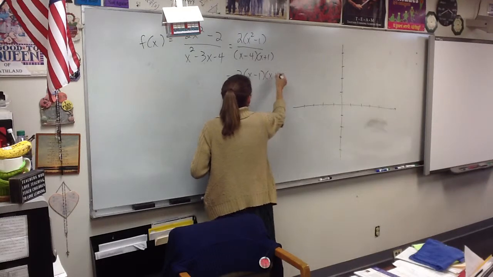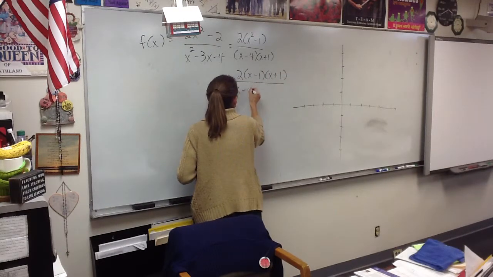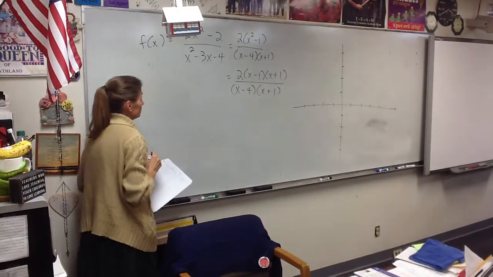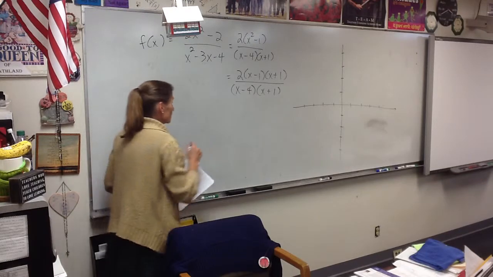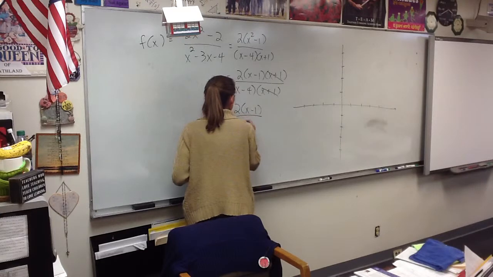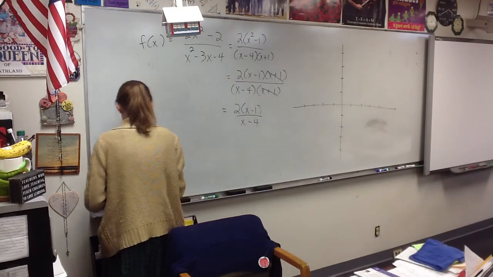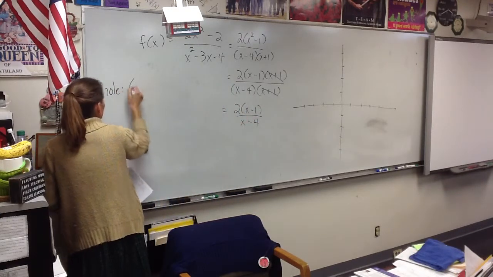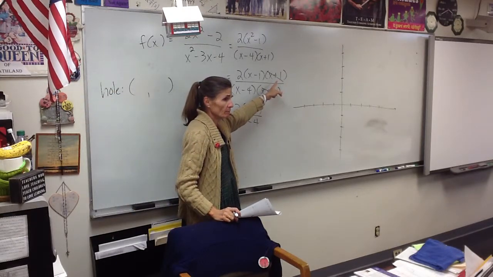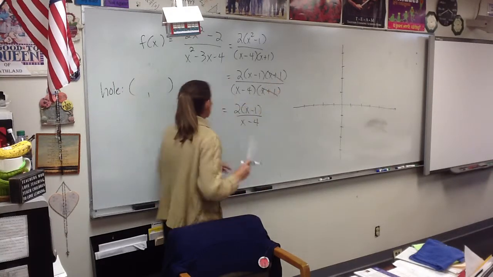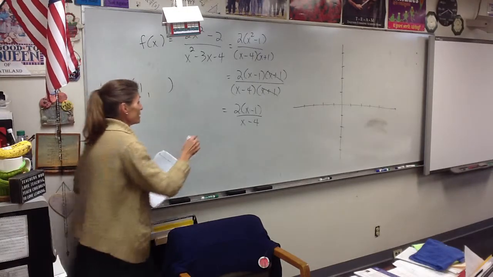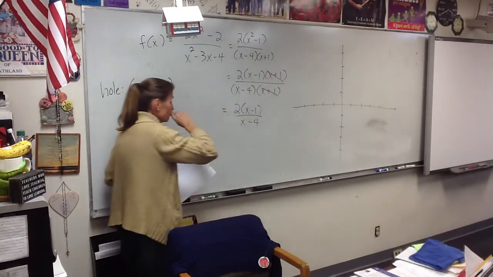And when we factor it, what do you notice? Something cancels. And when something cancels, what does that mean? We're going to have a hole. And that hole is going to be where? Where x equals -1. Because that's the factor that canceled out.